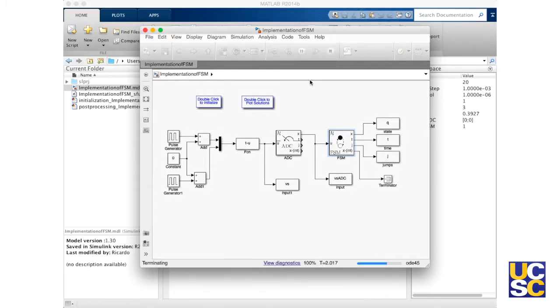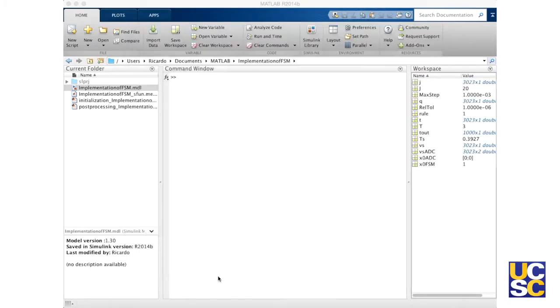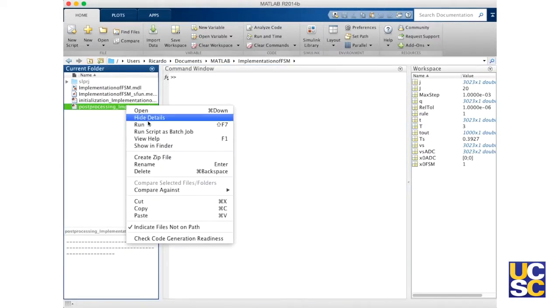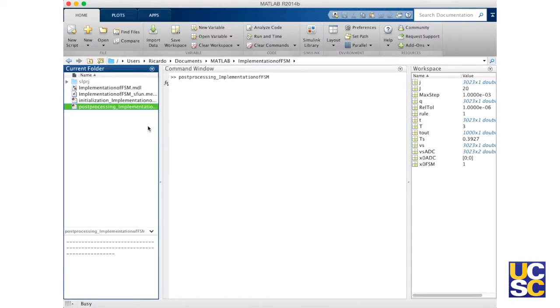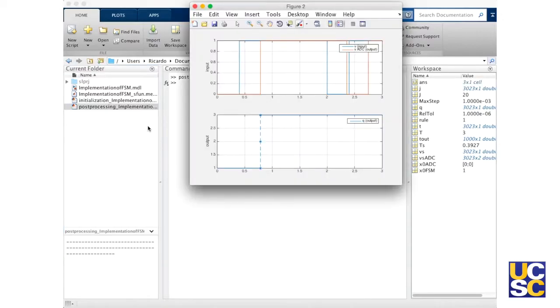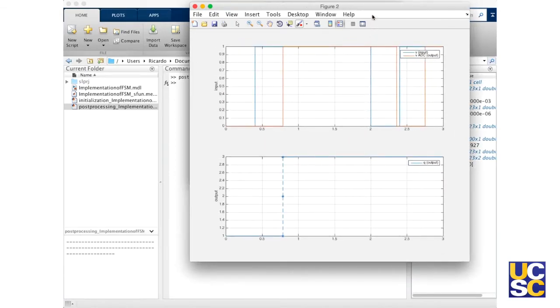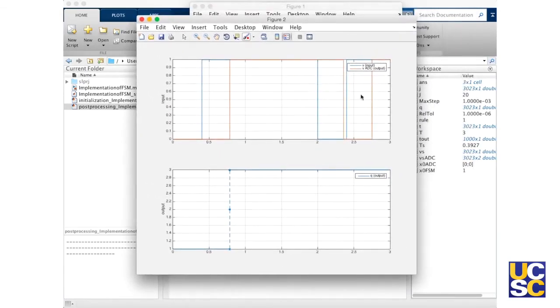Compilation takes place. This simulation runs, and it looks like it got close to 3 seconds. Now let's plot the result using the post-processing function. And what we see here is that the input that is being created, that originally was sent to the finite state machine but now is being sampled by the analog to digital converter, changes from 0 to 1 at around 0.4 or so seconds.